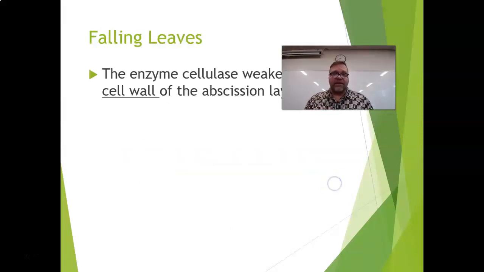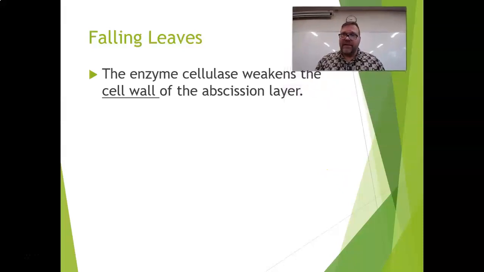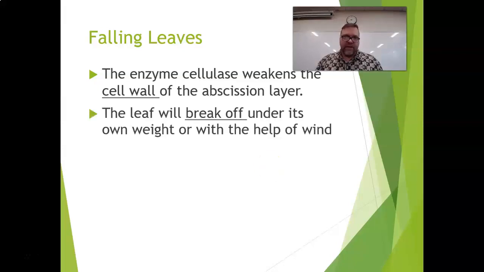Let's talk about falling leaves. Why is it that leaves fall? The enzyme cellulase weakens the cell wall of the abscission layer. So the abscission layer forms, cuts everything off, and nothing can get through anymore. The chlorophyll dies, the leaf changes color, and the cell wall ends up getting weak. The leaf breaks off under its own weight or with the help of the wind. It's literally so heavy it can no longer support itself when the cell wall gets weakened.